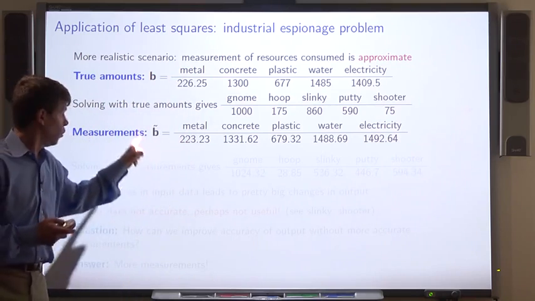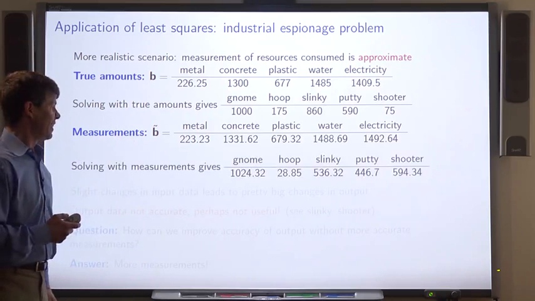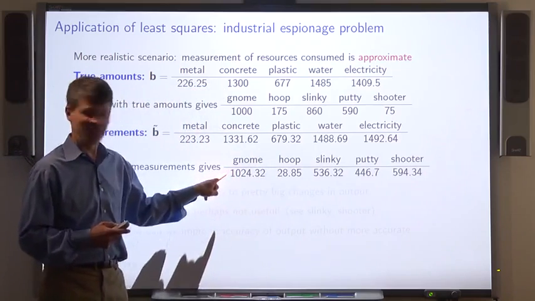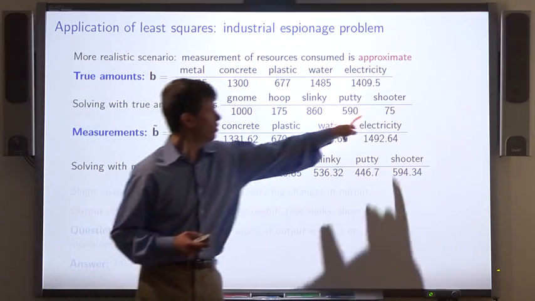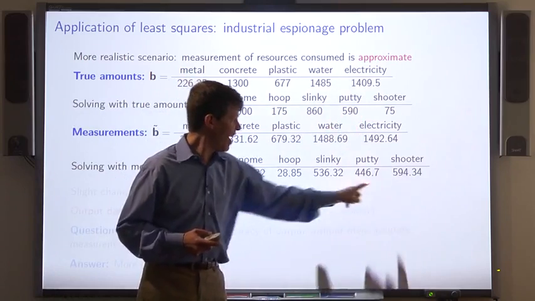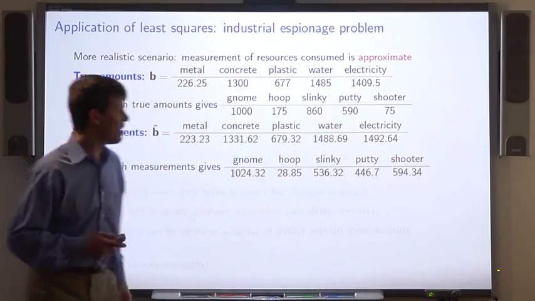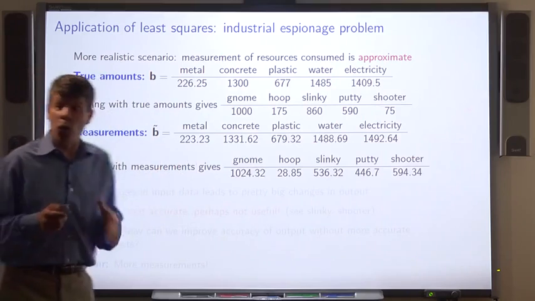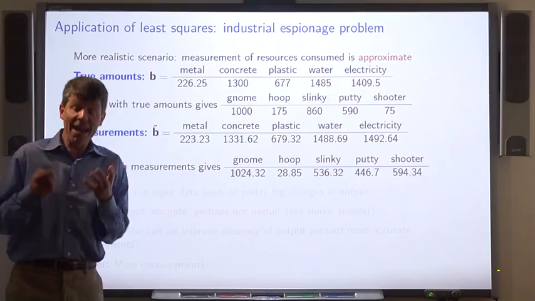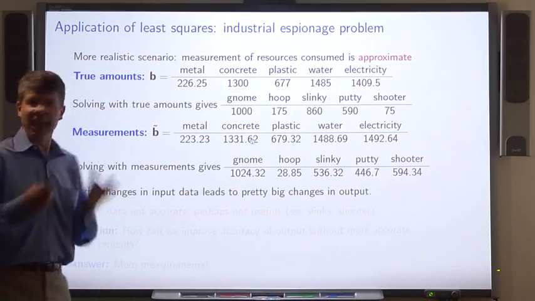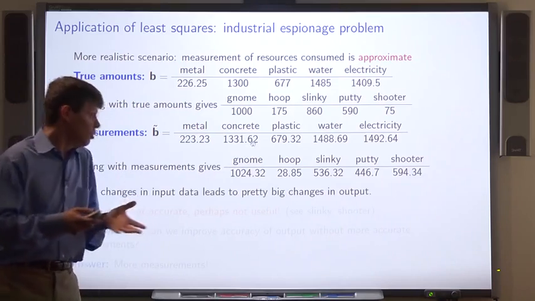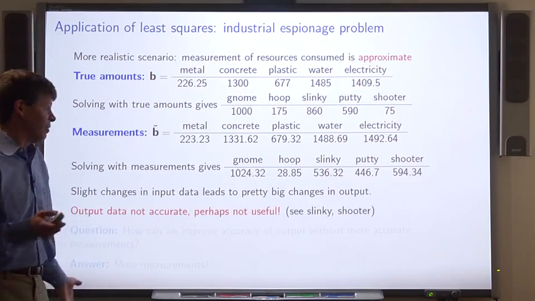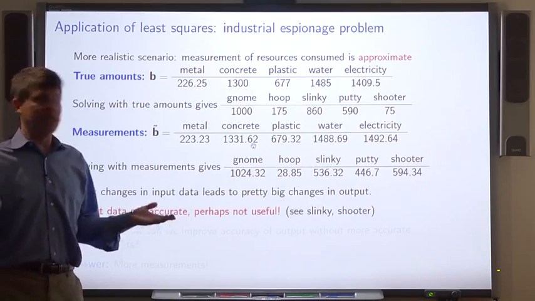Now, solving with b tilde instead of b gives us this, which is a really bad answer, right? For example, here the number of shooters that were manufactured was 75, but our solver came up with 594.34. So it seems like we can't get accurate outputs when we have only approximate inputs. Slight changes in the input data lead to big changes in the output. So the output data is not accurate and possibly useless to us.